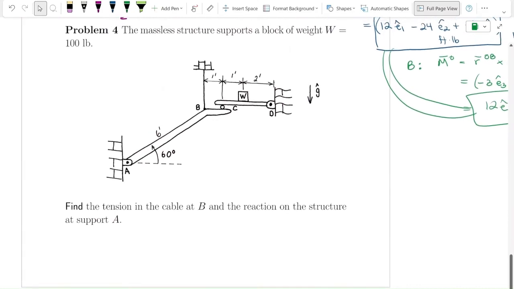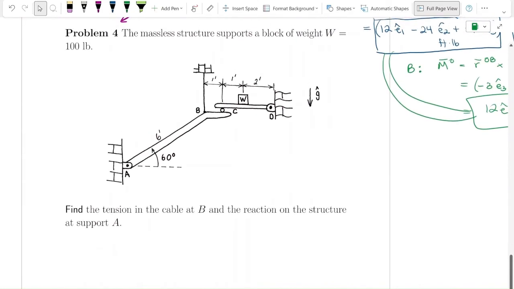Okay, last problem. This massless structure supports a block of weight W equals 100 pounds. Find the tension in the cable at B, so this is a string, and the reaction on the structure at support A. Let's first create a coordinate system so we can write things in vector form. I'm going to create, again, my favorite E1 hat, E2 hat, and E3 hat unit vectors, affixed in the earth.